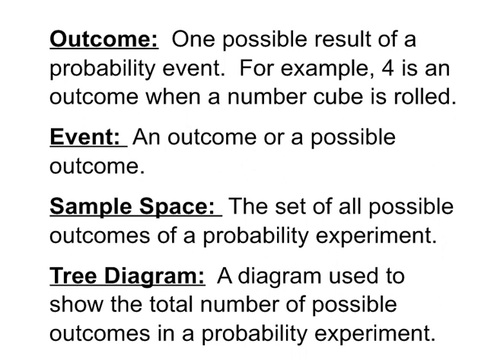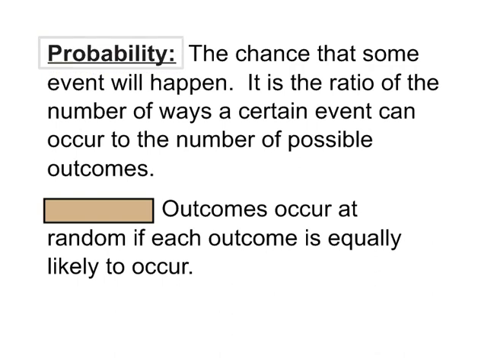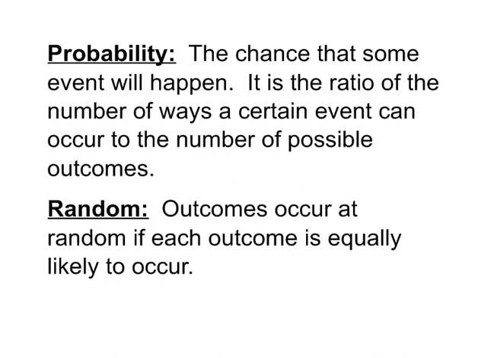Two more terms for us. Probability is the chance that some event will happen. It is the ratio of the number of ways a certain event can occur to the number of possible outcomes. So how many outcomes are what we are measuring, to the total possible outcomes. And random. Outcomes occur randomly even if each outcome is equally likely to occur.